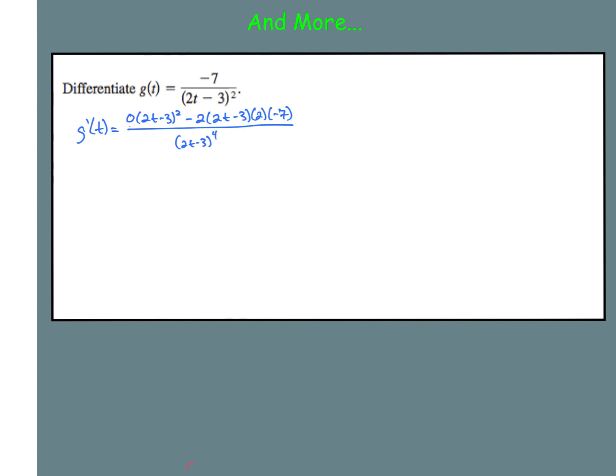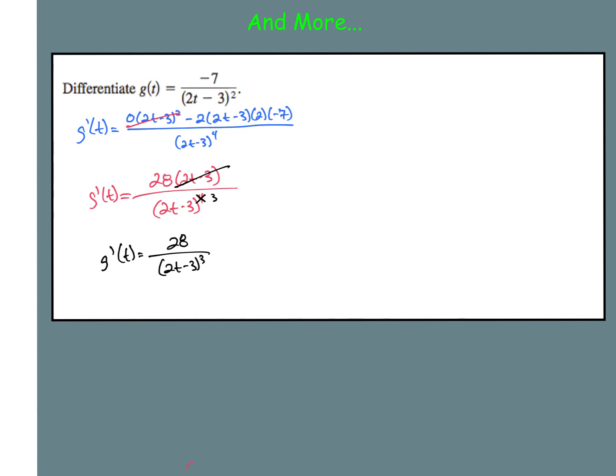What do we get up top? This goes to 0. And then what does -2 and 2 and -7 become? 28. So now I have 28 times 2t minus 3, over 2t minus 3 to the power of 4. Now, does anything else happen? The 2t minus 3's cancel. So that cancels, and that becomes 3. So now I have g prime of t equal to 28 over the quantity 2t minus 3 cubed. All right, pretty good?